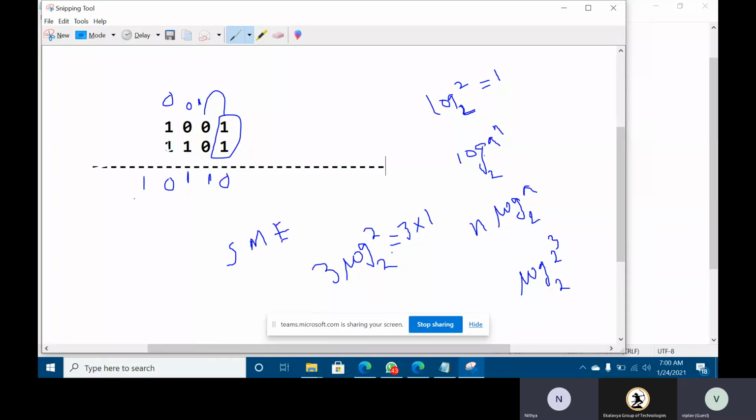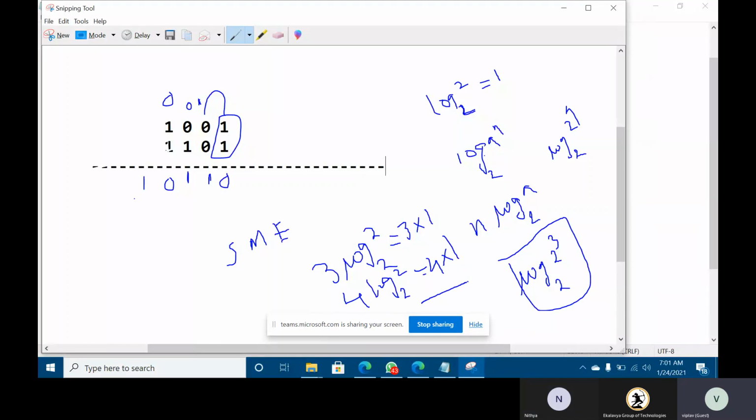Now suppose I am having two numbers, log 2 to the power of 3, and next log 2 to the power of 4. Here we will get 4 log base 2 of 2, which gives 4 into 1. If I want to add these two, we will get the output, that is 7. That is what we are doing here.